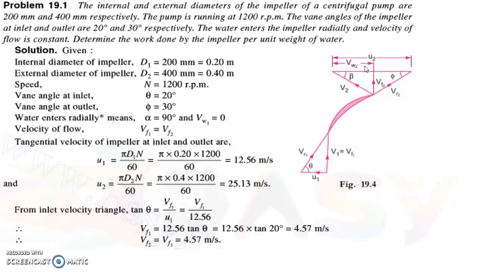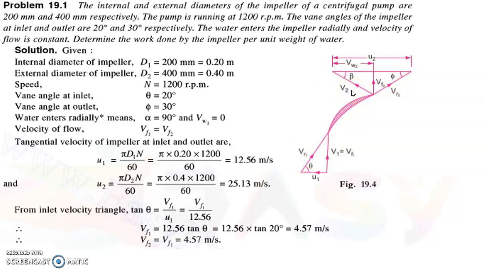So basically we need to find out the work done by the impeller per unit weight of water. And we know that the expression of work done is VW2 U2 by g. We need to find out the value of VW2 U2 so that we can find out the work done. To find VW2 U2, that means at the outlet velocity triangle, we need these data to find out the work done. So for that we need other components to be found out at inlet and outlet also.